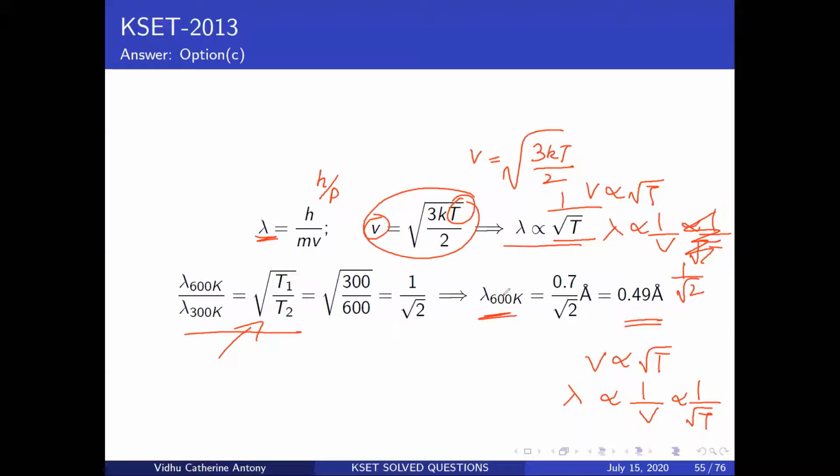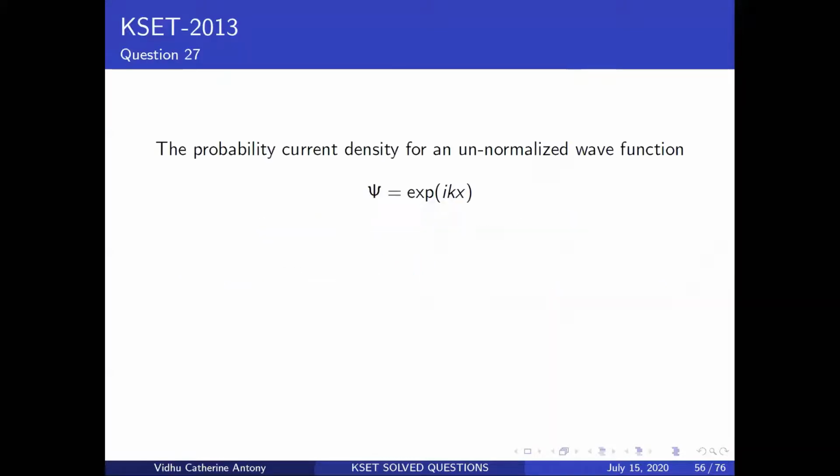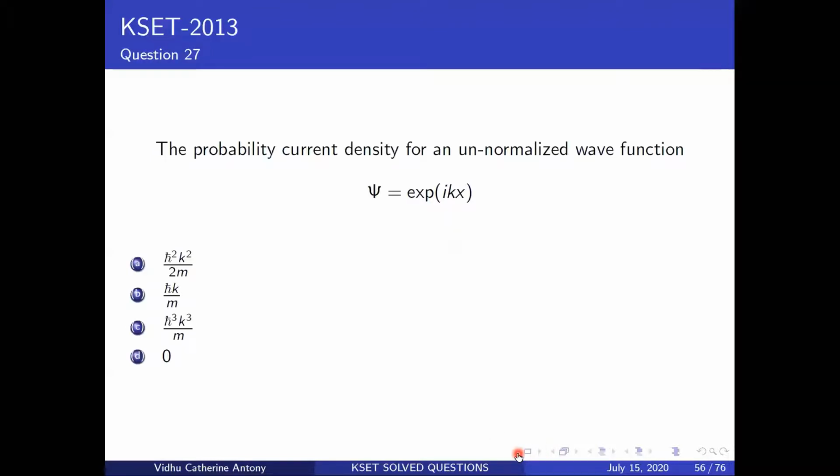Okay, so let me move on to the next one. The probability current density for an unnormalized wave function, psi equal to exponential of ikx. These are the values that were given to me. One key thing you have to remember is how to write psi star: you take the complex conjugate of it, so you basically have exponential of minus ikx.